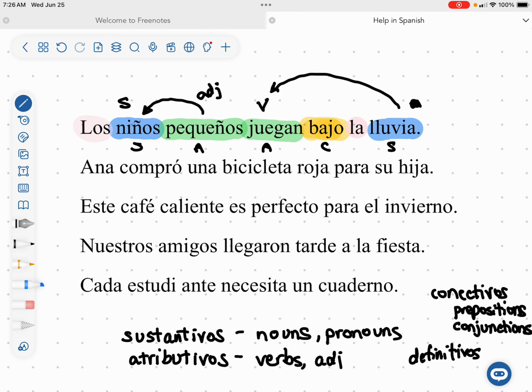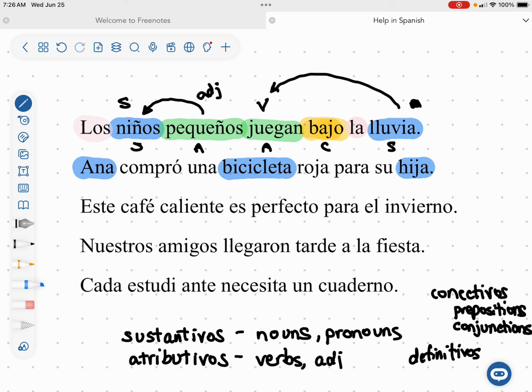Ana compró una bicicleta roja para su hija. All right, here we have three sustantivos. Obviously, Ana is a thing. She's a person. Bicicleta is a thing. It's a bicycle. And hija is a thing. It's a daughter. So, Ana compró una bicicleta. She bought a bike, a red bike, for her daughter.